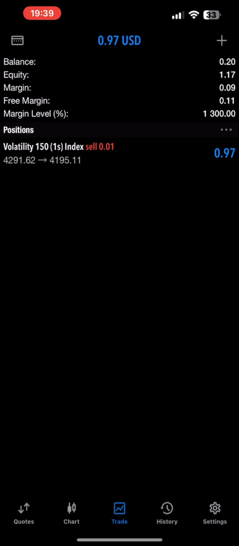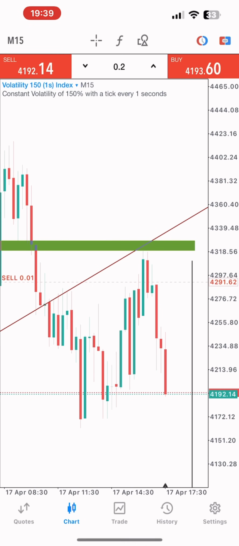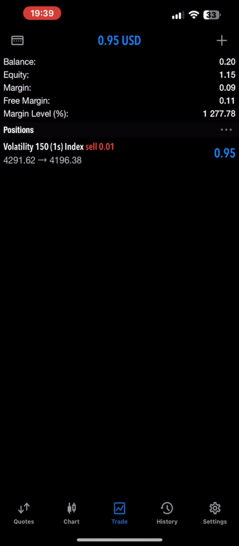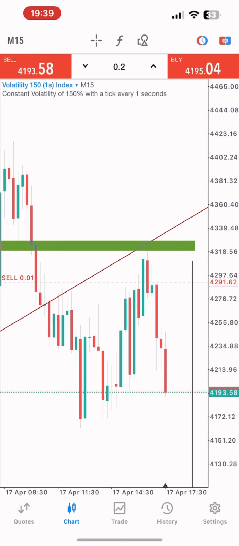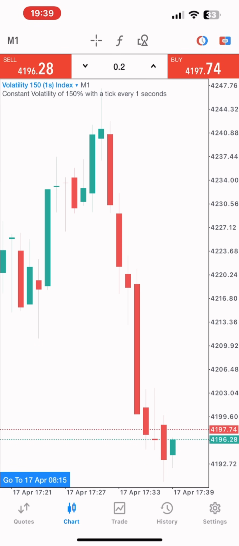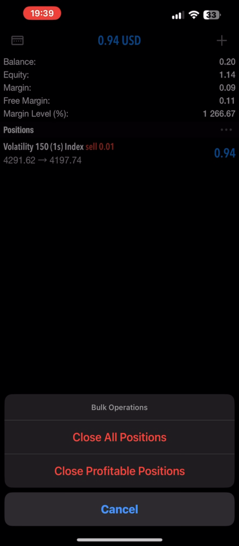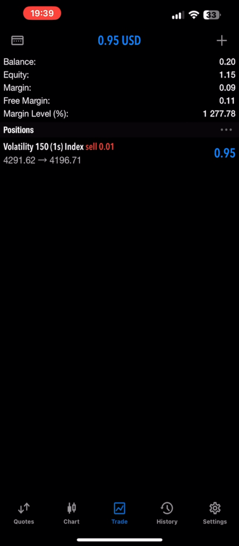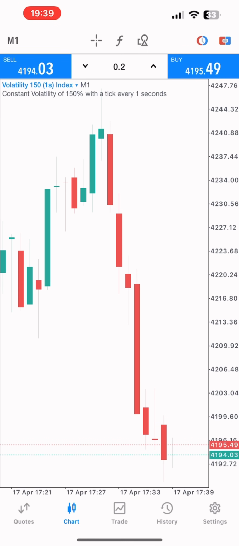So I think I'm going to close at $17. I think I'm going to close right now, and then I'll start from here. And right now the next target, if I close this trade, I think maybe if I target $5, $6, it will be a good idea.